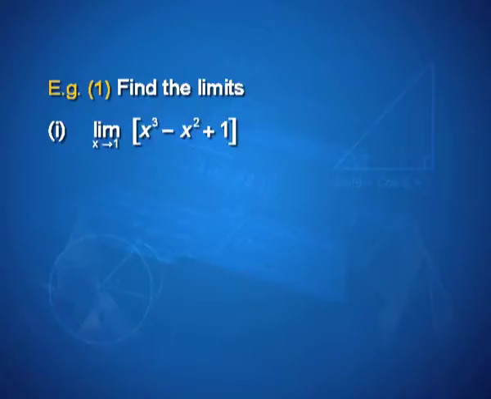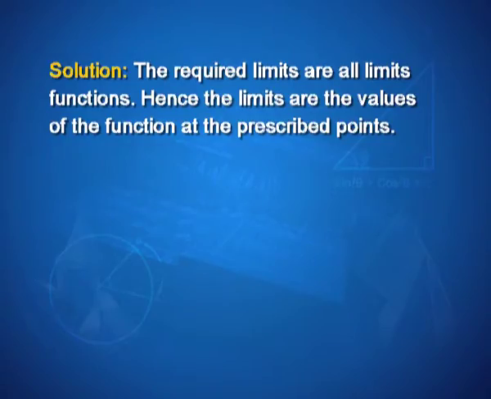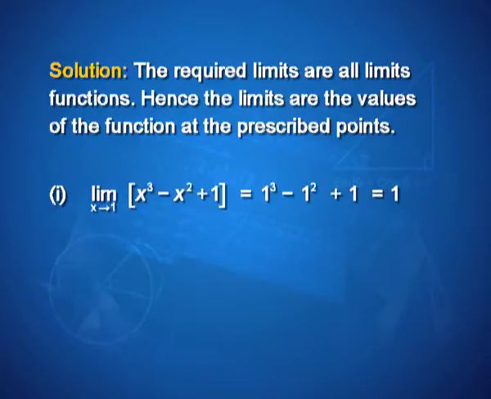Here for the solution, the required limits are all limits of some polynomial functions, hence the limits are the values of the functions at the prescribed points. So, we have for the first one, limit of x cube minus x square plus 1 as x tends to 1 is 1 cube minus 1 square plus 1, that is equal to 1.